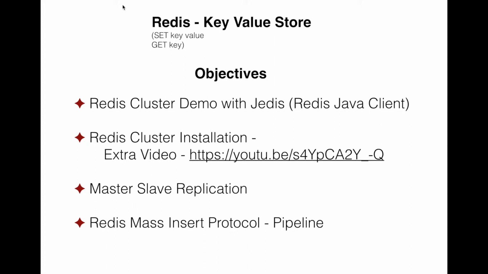I have set up a 3-node cluster on AWS EC2. Due to time constraint, I cannot cover the installation procedure in this video. However, I have an extra video just for installation and a comprehensive report. After that, I'll show you how to create master-slave replication on Redis cluster. Finally, I'll talk about Redis mass insert protocol with Redis pipeline.